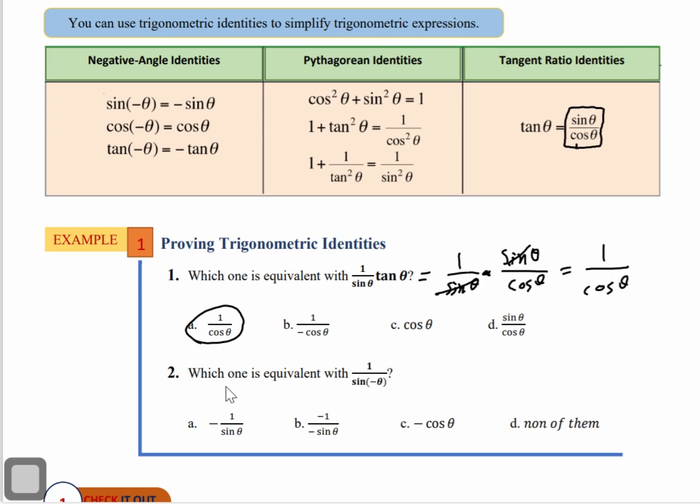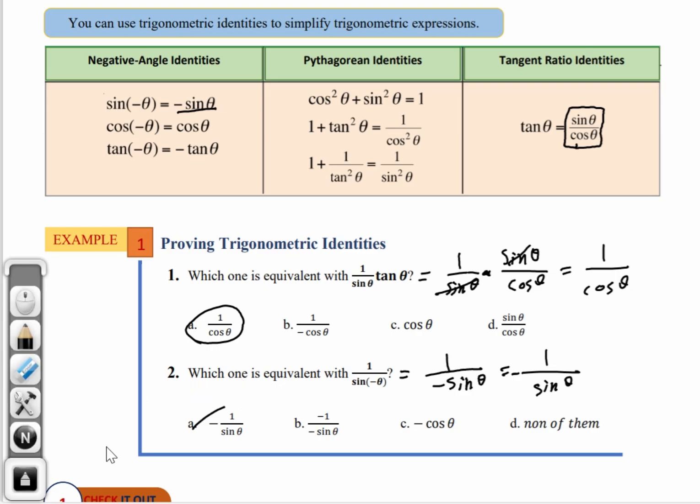In here, we have which one is equivalent with 1 over sine negative theta. It will be negative sine theta. So we have negative sine theta. Or we can rewrite like negative 1 over sine theta. So branch A also here is true.